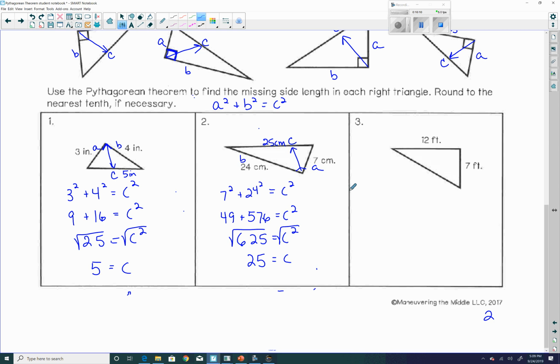Okay, the next one. Go ahead and pause the video and see if you can set this next one up without me. Go ahead, pause the video, see if you can get it set up. Don't just copy from me. You've got to try.